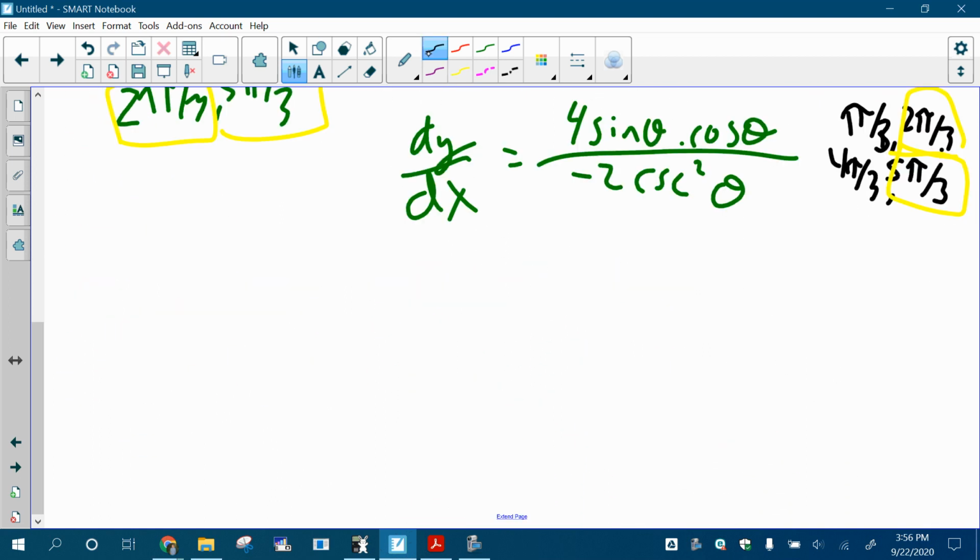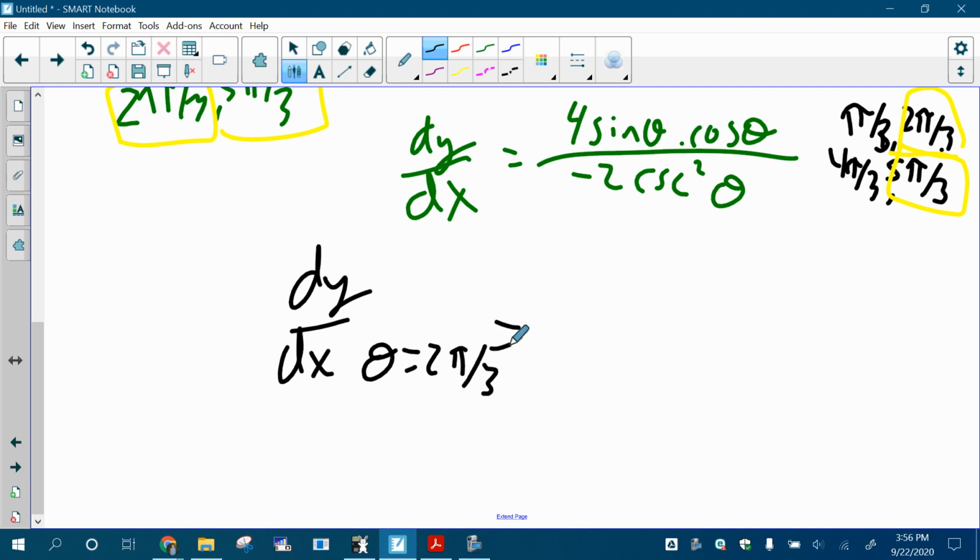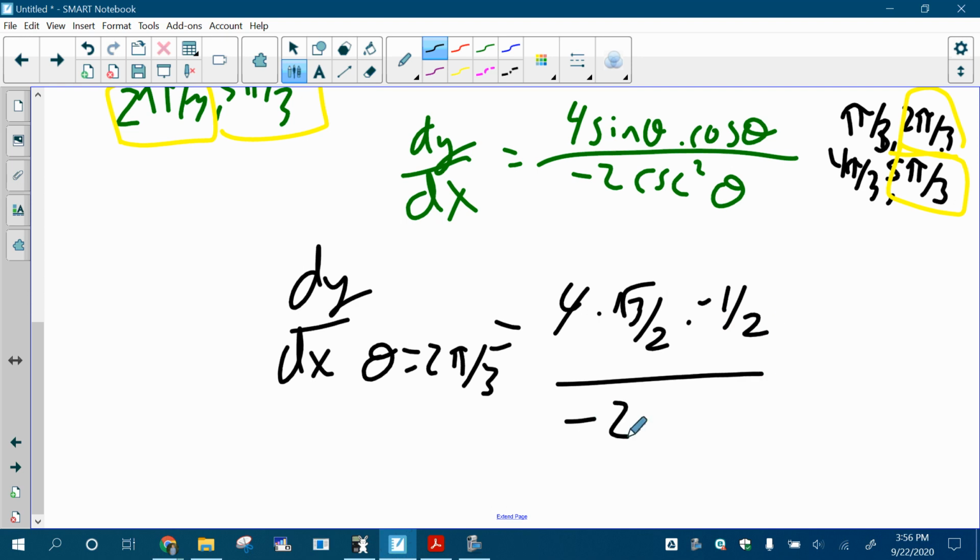So now I'm going to find dy/dx. Now I have a theta. I'm going to use theta equals 2 pi thirds, and I'm just going to do some math here. Sine of 2 pi thirds is root 3 over 2. Cosine of 2 pi thirds is negative a half.